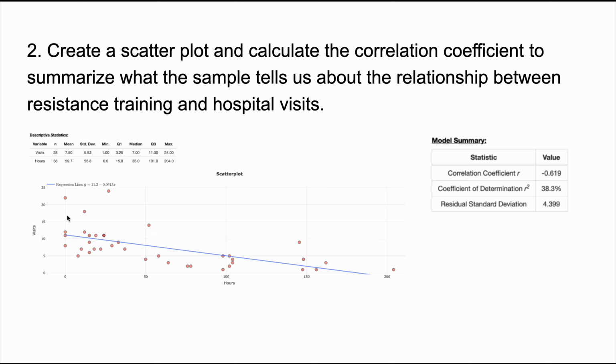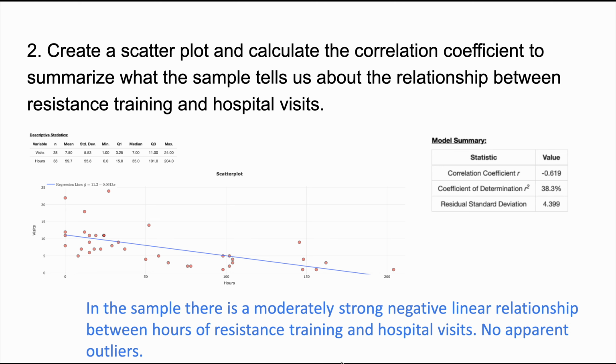Okay. And so here, when I copy and paste that data into the linear regression app, I get this graph with this data over here. And so I can see that there's this downwards trend, so that the more hours of resistance training they do, the fewer visits they have. So that seems to be what the trend is here. So it's moderately strong. I'll talk about why that is in a moment. Negative linear relationship between hours of resistance training and hospital visits.